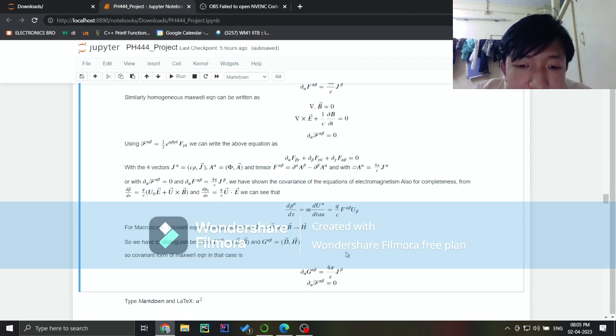Okay. So going from the microscopic Maxwell equations to the macroscopic Maxwell equations is just as simple as replacing the electric field vector E by D and B by H. Let me explain this part again properly, because I think I have not explained it properly.